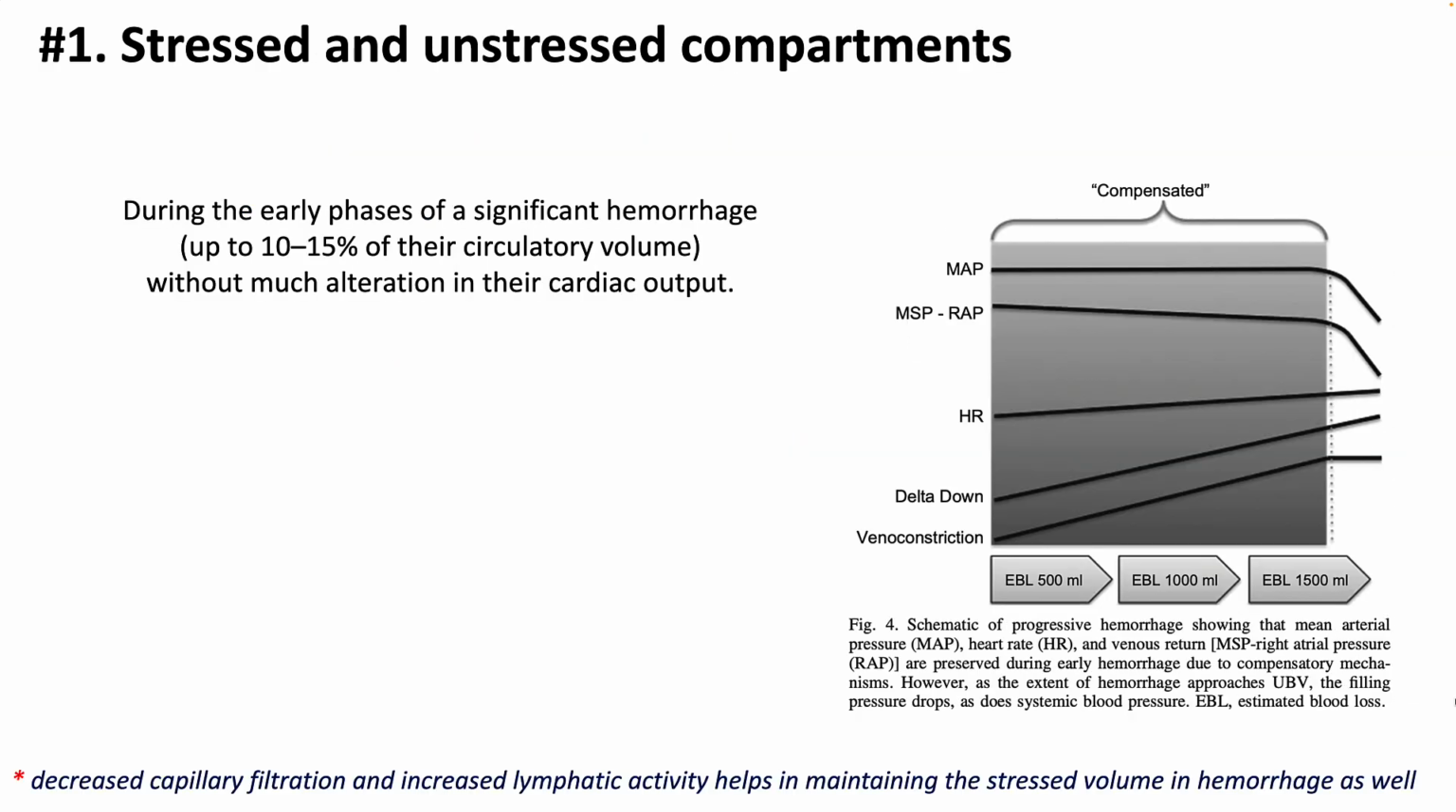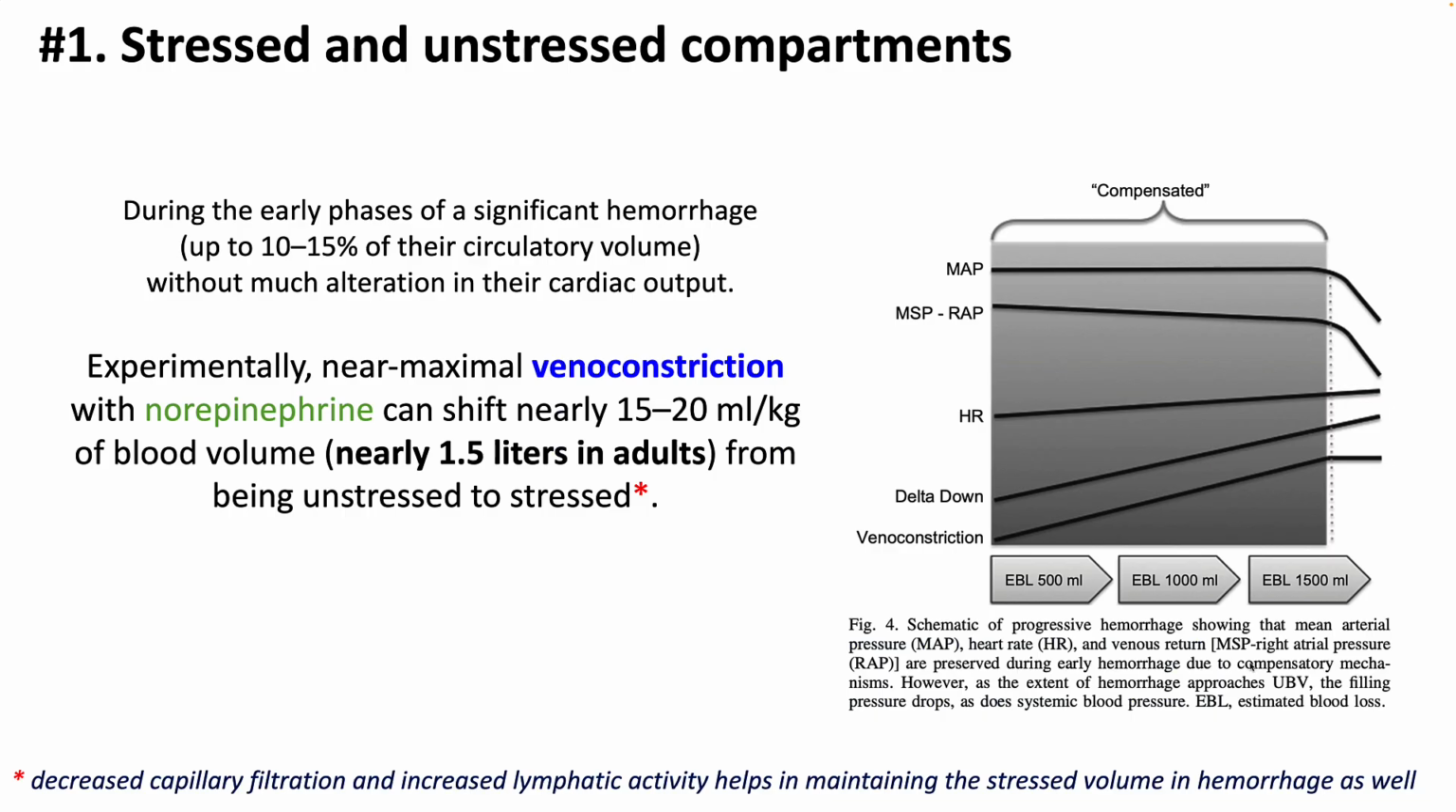So when your patient has significant hemorrhage, say for example 10 to 15% of the circulatory volume, you do not affect much of your cardiac output because as you are losing blood, you are developing venoconstriction, which is diverting the blood from your unstressed compartment to your stressed compartment. When you give a large amount of norepinephrine to these patients, causing maximal venoconstriction, you can shift up to 15 to 20 ml per kg of blood volume, which is about 1.5 liters in an adult, from the unstressed compartment to the stressed compartment, thereby maintaining the pressure.